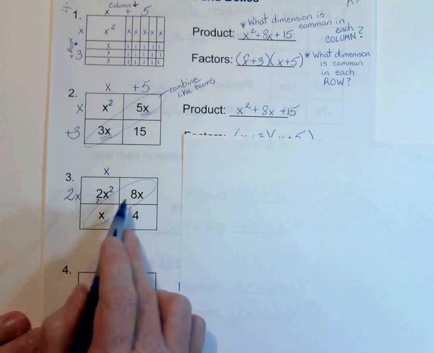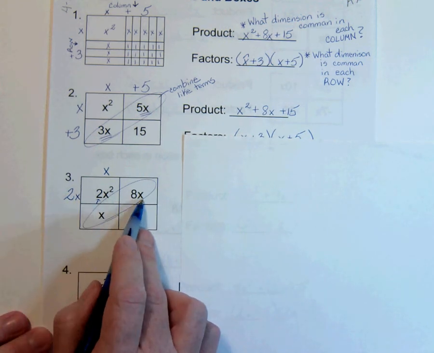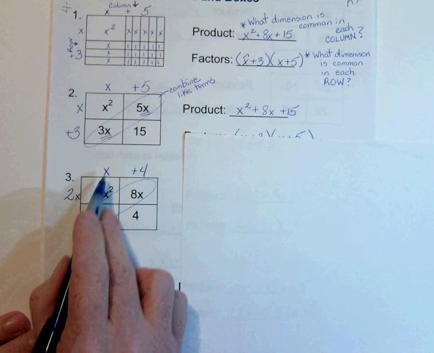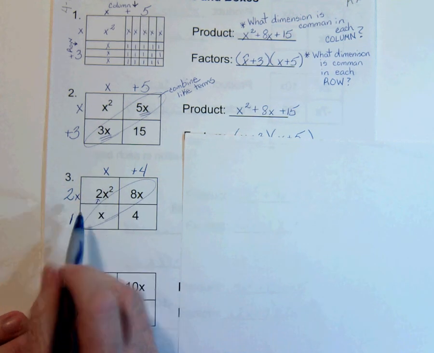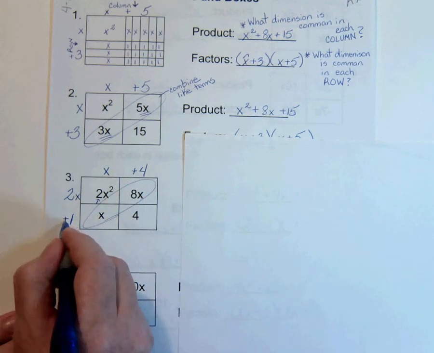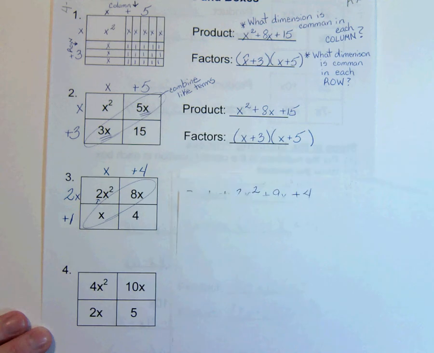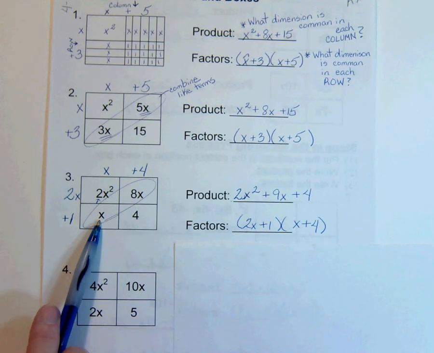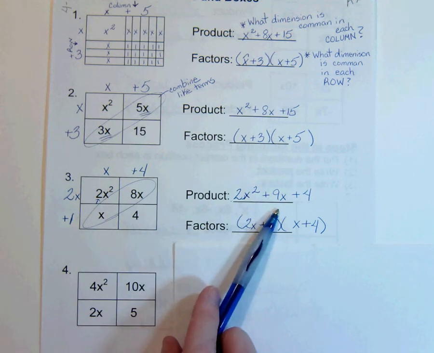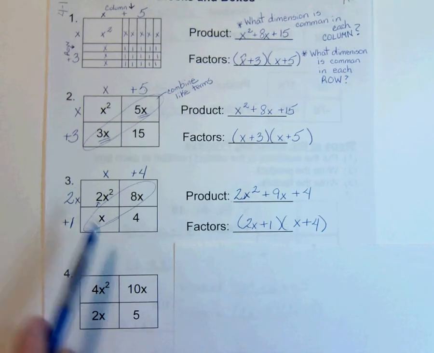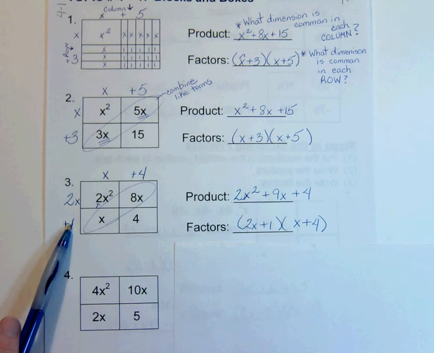2x times what would give me 8x, you think about, and that's a positive 4. What times x is x? Just a 1. And that checks out because 1 times this 4 gives you this 4. And again, this is a positive. So filling in your product and factors, you've got 2x squared, combine like terms. You've got an 8x here and a 1x here, so that's 9x, and then you have your 4. You've already gotten the factors by placing these numbers on the outside, 2x plus 1 and x plus 4.